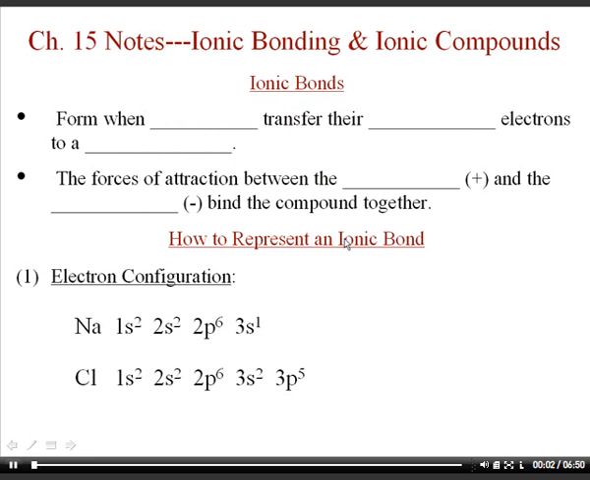Alright, this will be the Chapter 15 notes for first year chemistry on the chapter that deals with ionic bonding and ionic compounds. These are the notes that we cover in class. Just a quick summary of what we do. First I give the definition of an ionic bond.